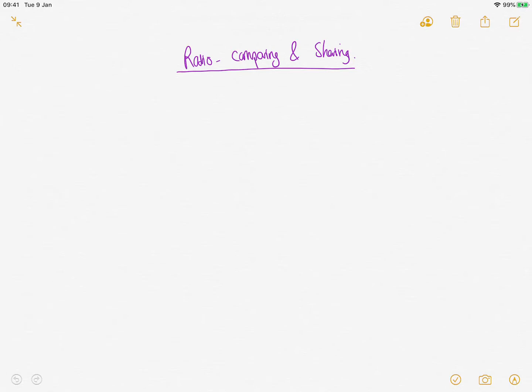Hi, Y10. We're going to start ratio today. So ratio is all about comparing and sharing. So that's your title for today. And let's start off with the comparing part then.